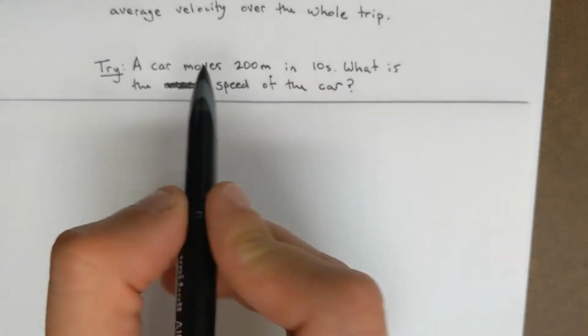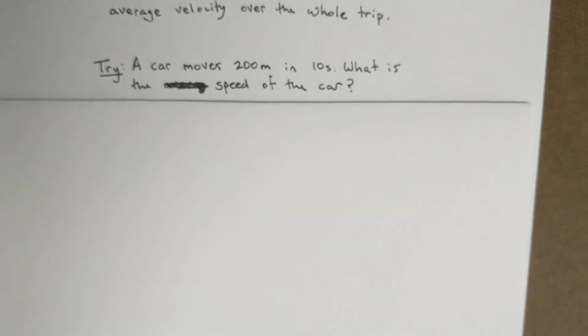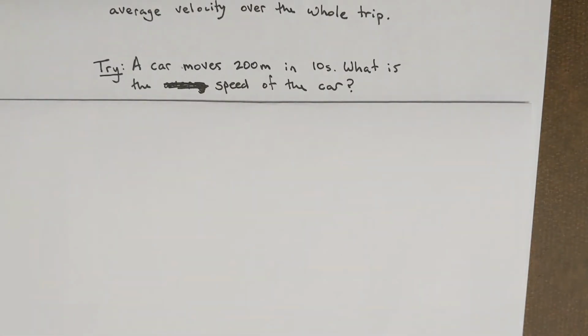So take a look at this next one. I want you to try this one on your own. A car moves 200 meters in 10 seconds. What is the speed of the car? Okay, pause the video now. Try this one on your own.